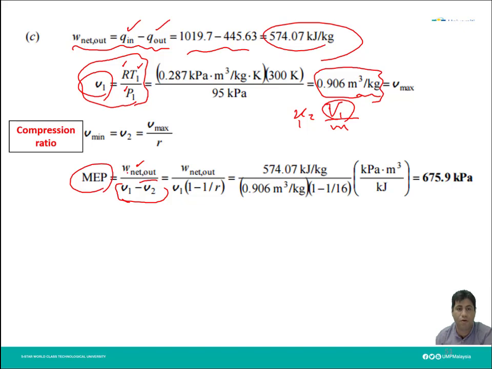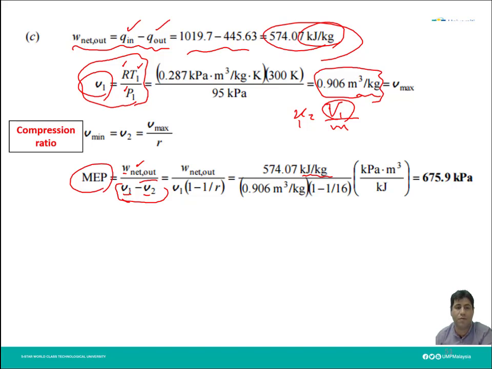However, if you remember, this equation is also valid for the specific volume. This W net, the lower-case w, is valid for the specific volume. The work which we have here is on a mass unit basis. So W net out, which we have calculated here, you can see is based on kilojoule per kilogram. So here we can put a specific volume.